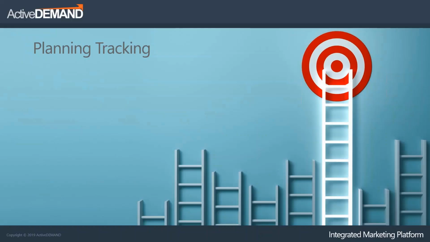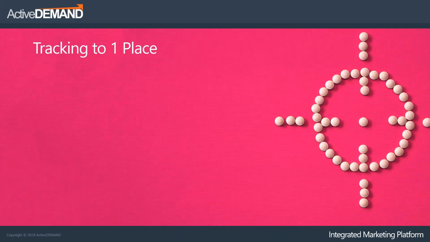So before we get into attribution just yet, we'll need to do a little bit of planning. Really, one of the things that we want to do is track everything to one place. This will prevent the left hand not knowing what the right hand is doing, and it should improve our understanding of the true user journey.